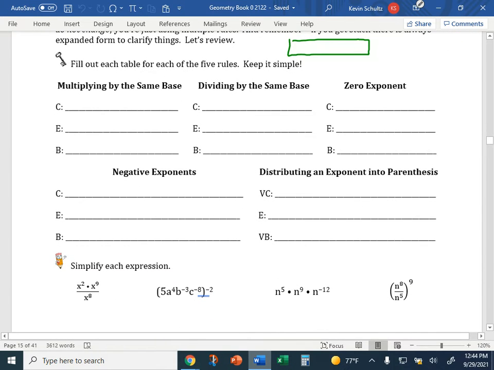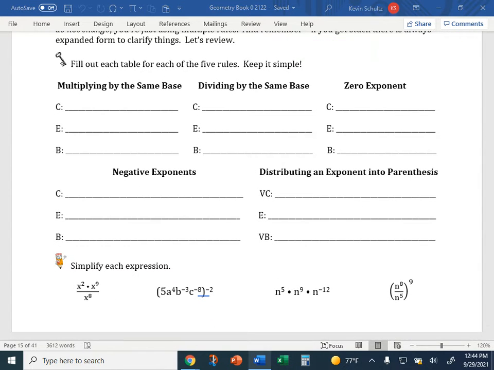You can put these 5 rules on it, and you can summarize them as simply as just CEB: coefficient, exponent, base. What happens to each one when we are multiplying by the same base, dividing by the same base, zero power, etc.? Okay? So thinking back, multiplying by the same base. An example would be something like 3x to the 4th times 7x squared. What happens to those coefficients?